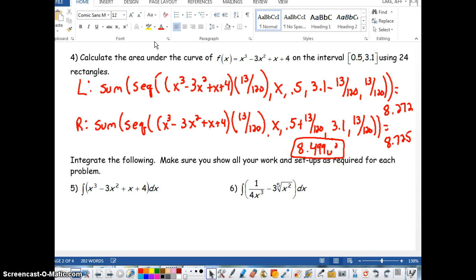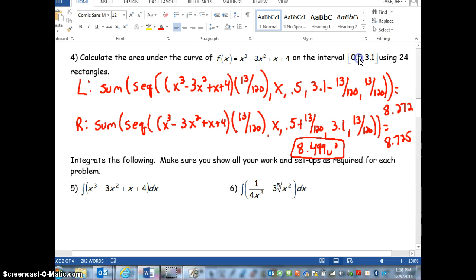All right, you're calculating the area using the 24 rectangles. So you have to do the sum of the sequence of your equation multiplied by the width. So this width, 13 over 120, some of you might be wondering where I got that from. The width comes from taking the upper bound, subtracting the lower bound, so 3.1 minus the 0.5 gives you 2.6.